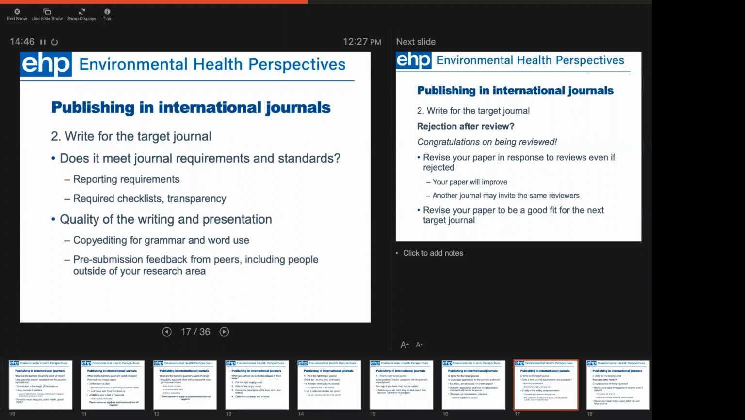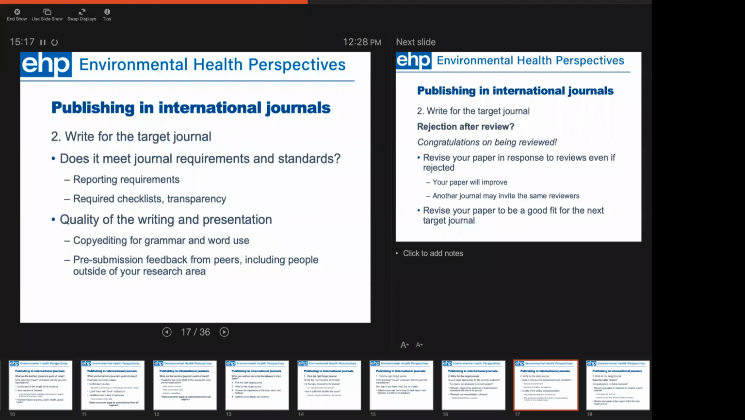Journals have different requirements and standards, so sometimes they have very strict reporting requirements. For example, EHP requires that all results be reported in full, even if it's just a sensitivity analysis. Other journals would do the opposite, so they would say, we don't want results reported that are sensitivity analyses. So you want to look at that. Do they require checklists?